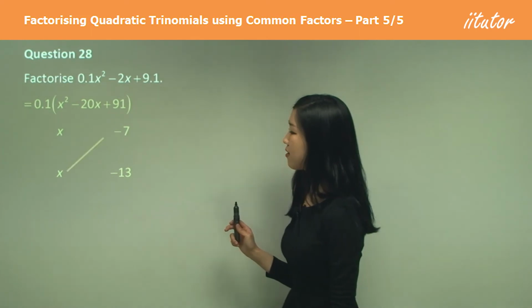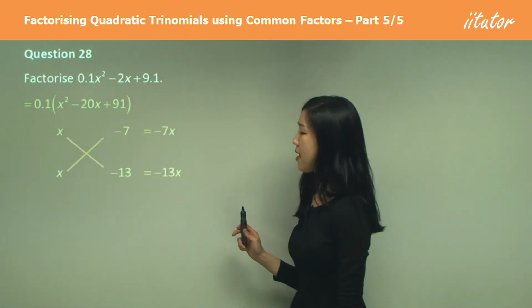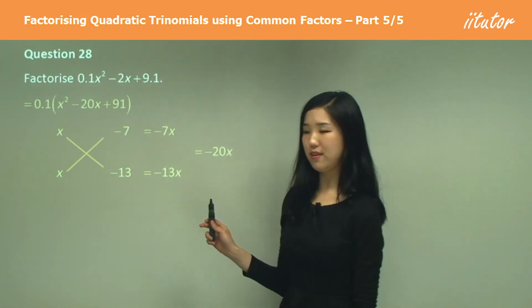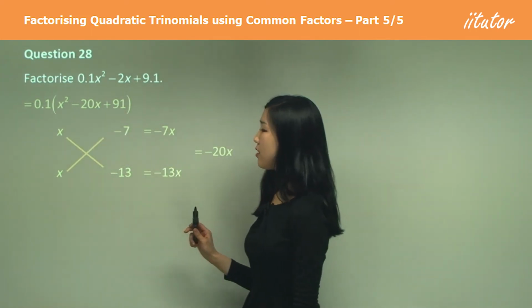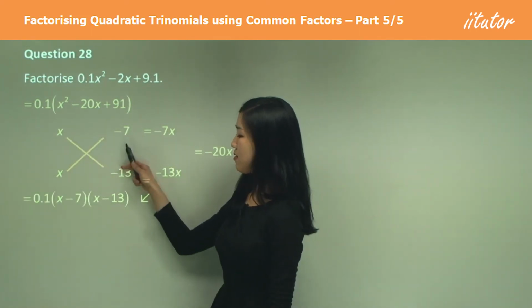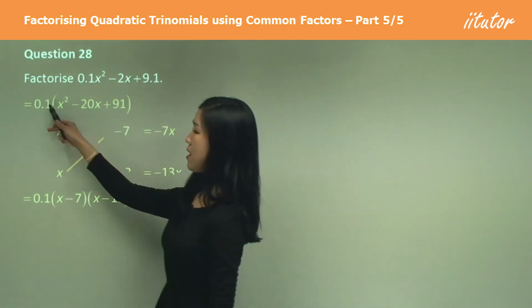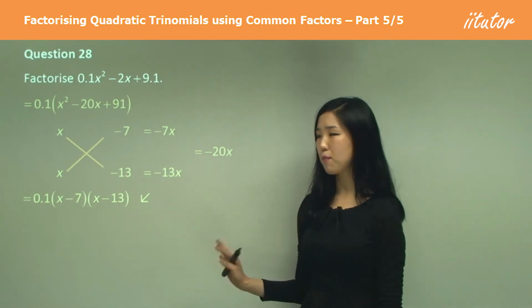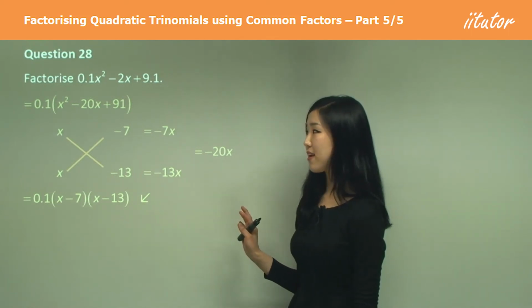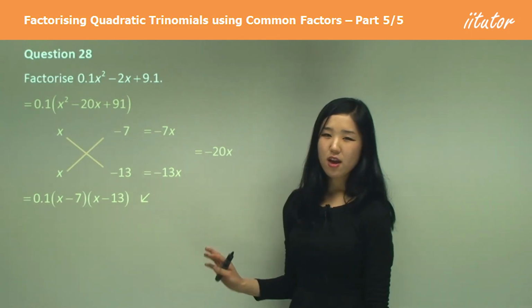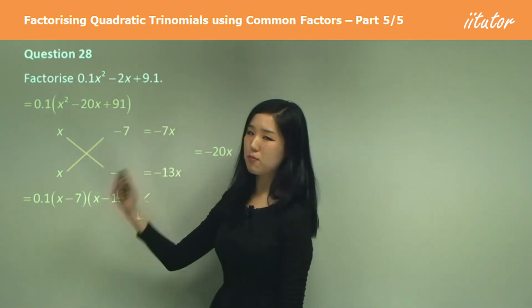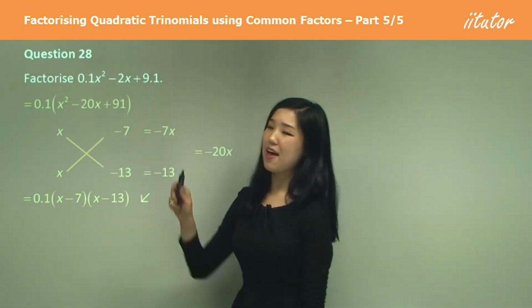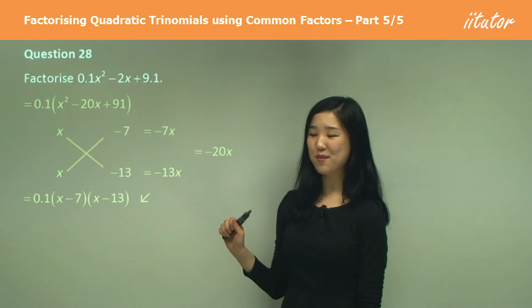So we'll just check. That becomes that. And negative 7 minus 13 is negative 20, which is this one here. So that's pretty much it. x minus 7, x minus 13 with our 0.1 out the front. Okay, so that was some non-monic quadratic polynomials, quadratic factorization. So basically trying to make it into a monic polynomial by taking out the common factor. Okay, so that was pretty much it.